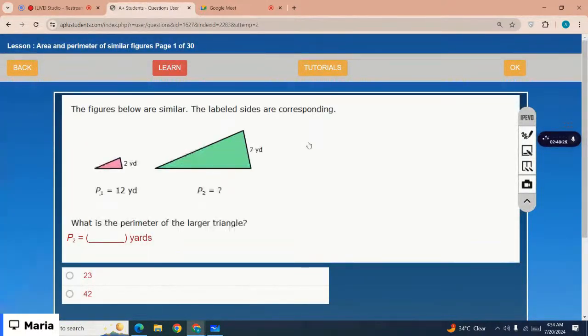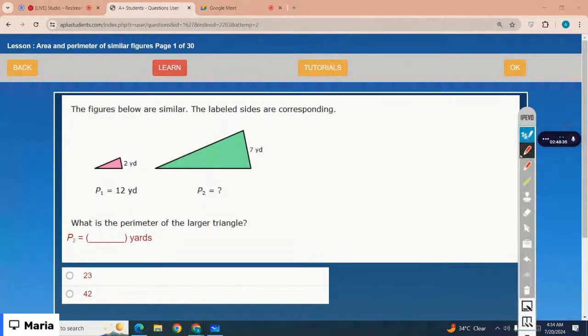Okay, the figures below are similar. The labeled sides are corresponding. What is the perimeter of the larger triangle? You need to calculate the perimeter, right? So just make the ratios of the corresponding sides. That is 7 over 2, right? And then P2 divided by 12, where 12 is given for P2.